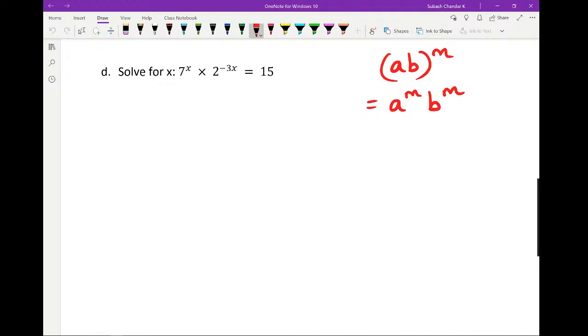All right, I'm gonna do this. So the reason why I gave you guys that clue is because if you have a look at the power, there is an x in both of those powers. So that means I could actually rewrite this as 7 to the power of 1 times 2 to the power of -3, and that whole thing is now to the power of x.